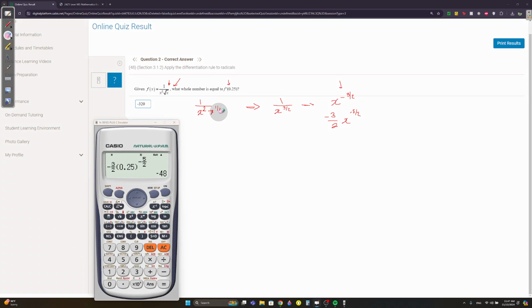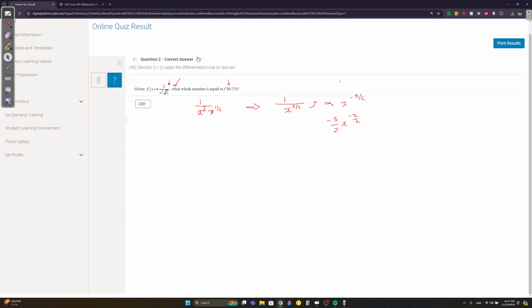Sorry. 2 plus 1 over 2 is not 3 over 2, it's 5 over 2. Let me erase this. 2 plus 1 over 2 is 5 over 2. I don't know how I got 3 over 2. Now you take it up, and you're going to get x to the power of minus 5 over 2. So you're going to get minus 5 over 2, x to the power of minus 7 over 2. So now let me fix this. It should be minus 7 here, and this should be minus 5. Yeah, you get 320, guys.